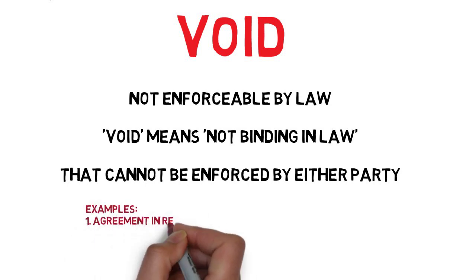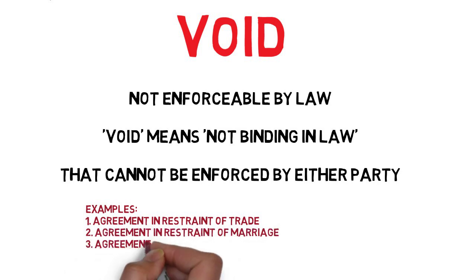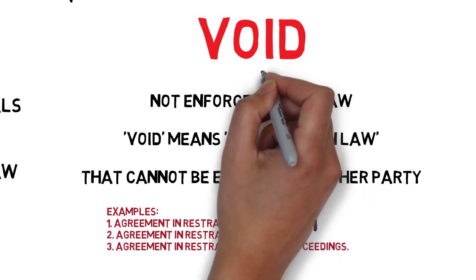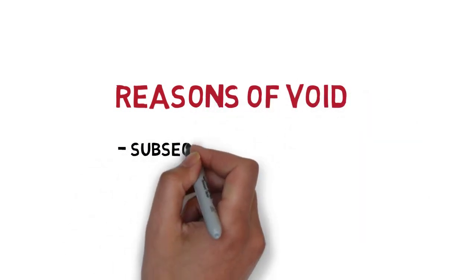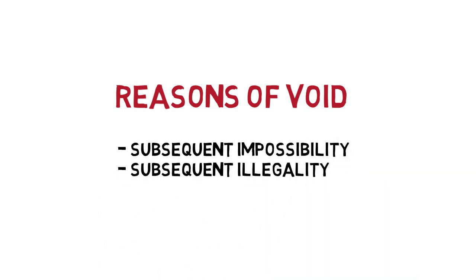For example, agreement in restraint of a trade, which is a fundamental right of any party, so this agreement will be void in nature. Another example would be agreement in restraint of marriage or an agreement in restraint of legal proceedings. So these all are the fundamental rights of the parties and they cannot be restrained. That is why all such examples are the examples of void contract. The reasons of the void contracts are subsequent impossibility in their performance and the subsequent illegality which they possess.